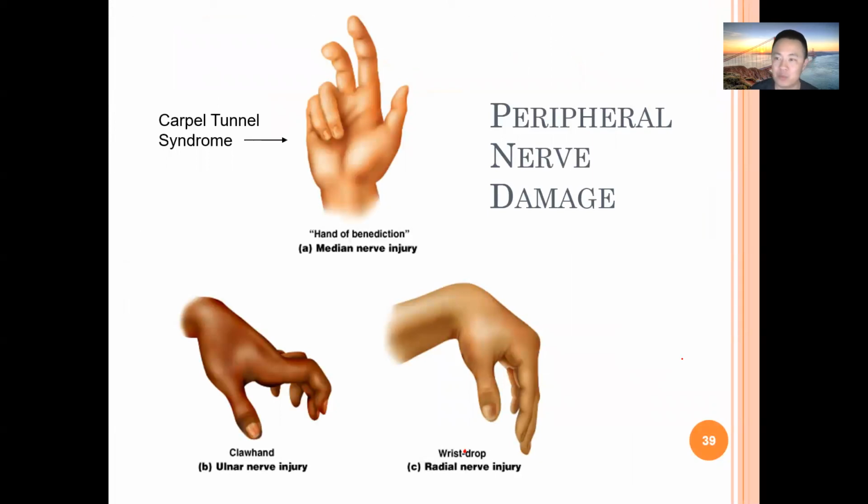Okay, this is what happens when you have phrenic nerve damage. You can have the hand of benediction, carpal tunnel syndrome, claw hand, and even wrist drop. And these are the different injuries that happen here: median nerve injury, ulnar nerve injury, and the radial nerve injury for each of their respective ones.